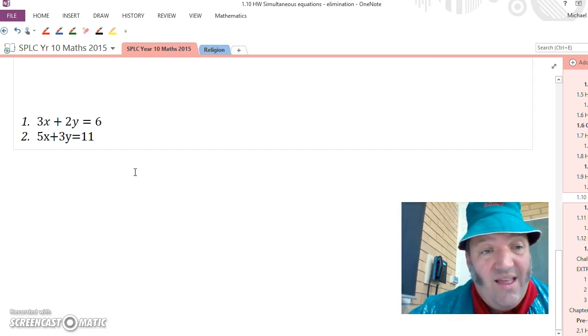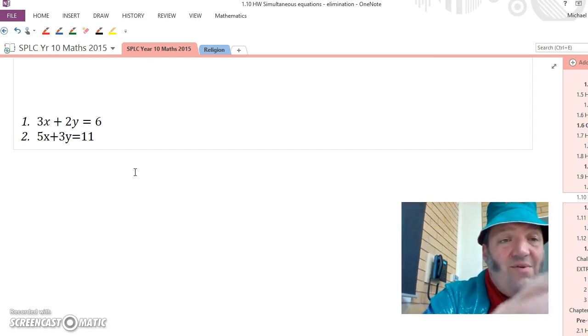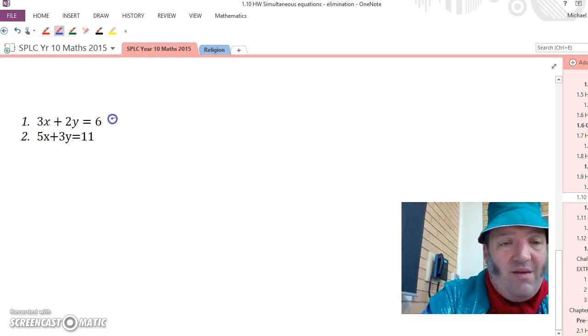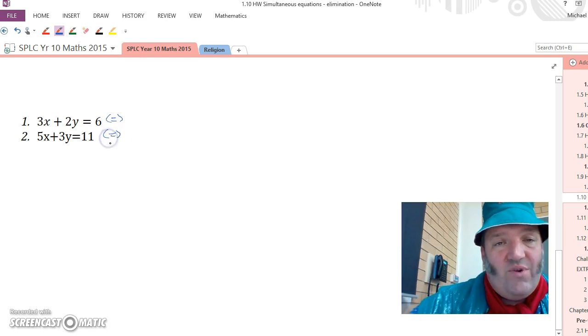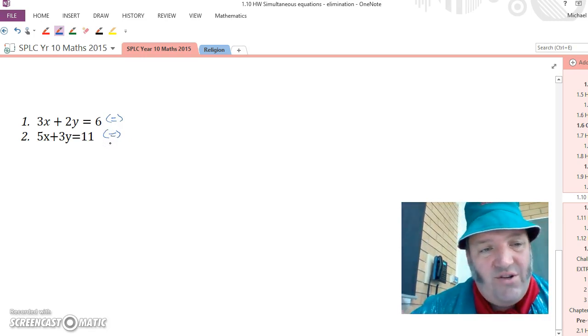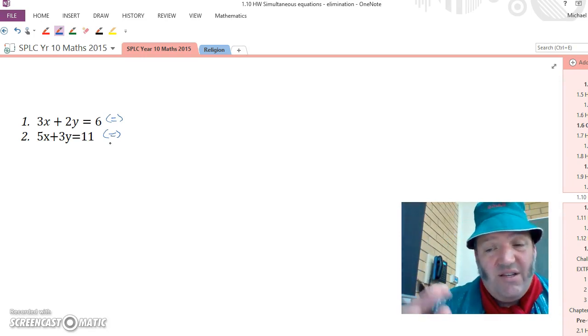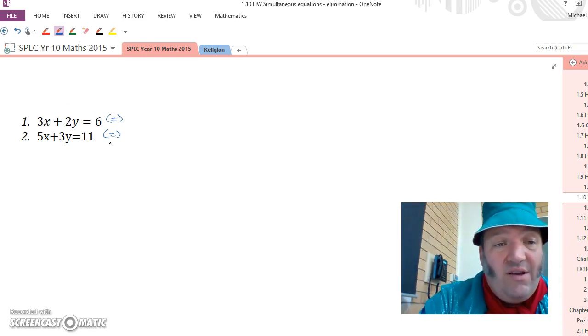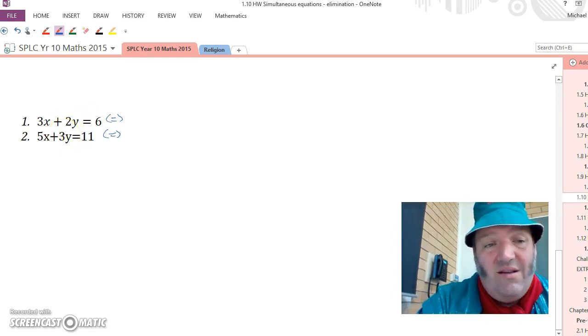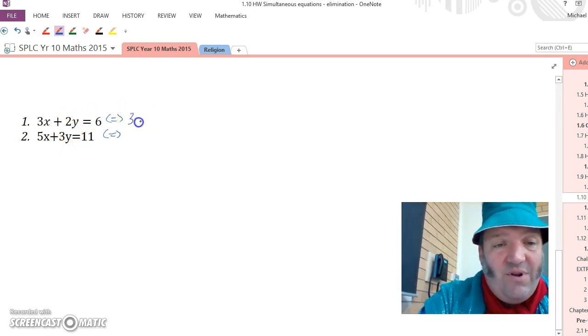You can see I've got a little bit of a problem here. Equation 1, 3x plus 2y equals 6. Equation 2, 5x plus 3y equals 11. None of the coefficients are the same. What am I going to do? A bit of heavy-handed panel beating. I'm going to make the coefficients of one of those letters the same. I'm going to choose to make the coefficients of y the same, could be x, but I'm going to choose y, so I can eliminate y first. In order to do that, I find the lowest common multiple of 2 and 3, which is 6. The first equation, therefore, needs to get multiplied by 3.